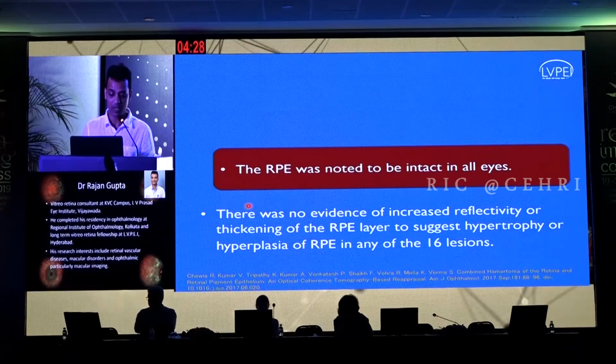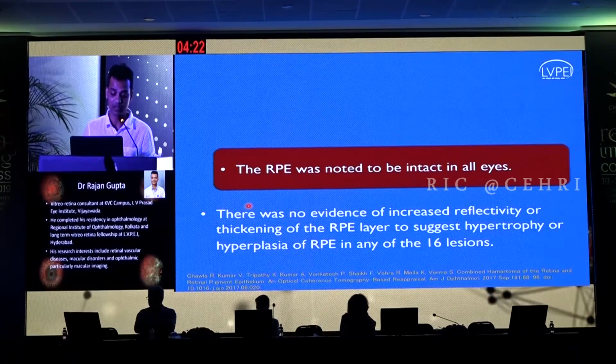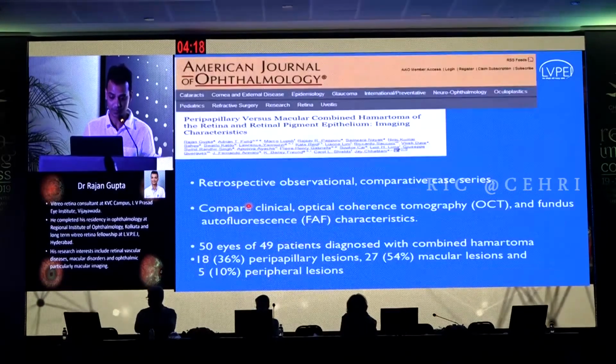So what they postulated was that the involvement of RPE was not there on the OCT, so why is it being termed as a macular combined hamartoma of retina and RPE?